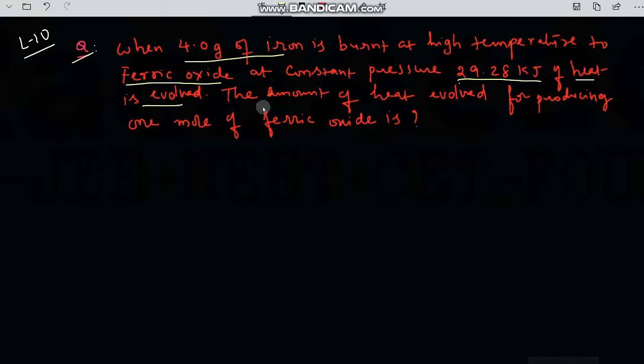Then the amount of heat evolved for producing 1 mole of ferric oxide is... This is the question we have. First of all, what is the balanced equation required for this one?